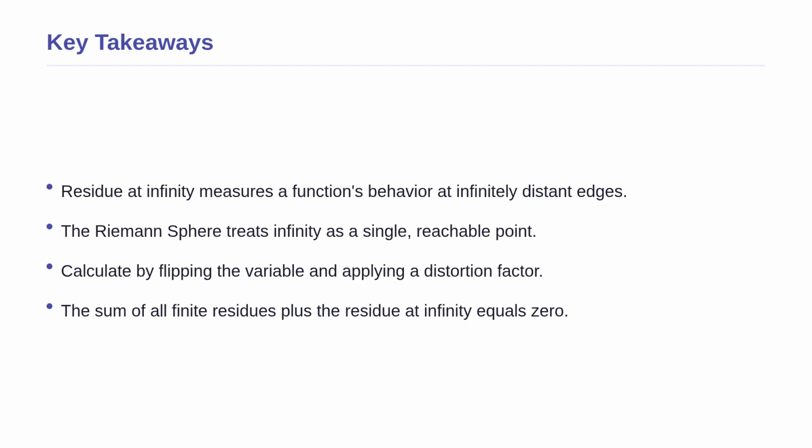To summarize, the residue at infinity is a powerful measure of a function's behavior at the infinitely distant edges of the complex plane. By using the Riemann sphere, we can treat infinity as a single, reachable point. We calculate this value by flipping the variable and multiplying by a distortion factor to correct the orientation. Most importantly, the sum of all finite residues plus the residue at infinity will always equal 0. This provides an incredible shortcut for solving complex integrals in physics and engineering.